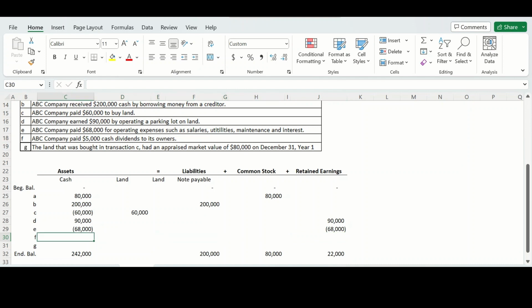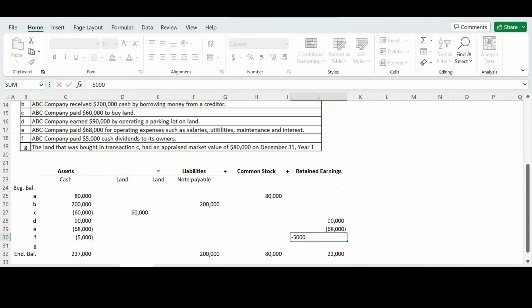Letter F, the company paid $5,000 cash dividends to its owners. $5,000 cash is going out. And dividends affect retained earnings, so retained earnings are being decreased by the dividend payment.